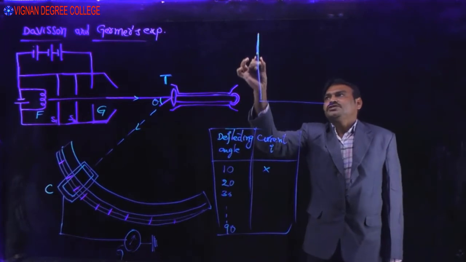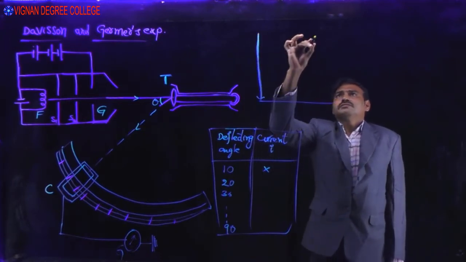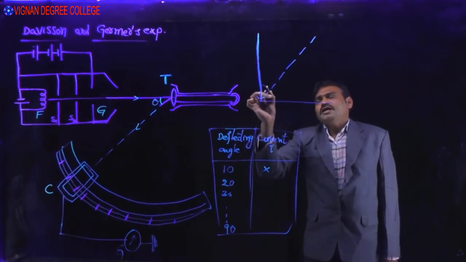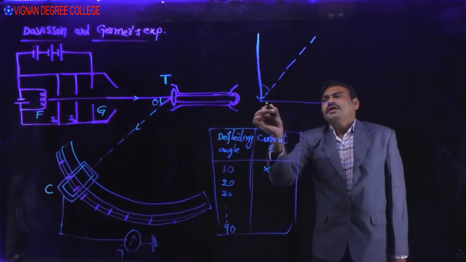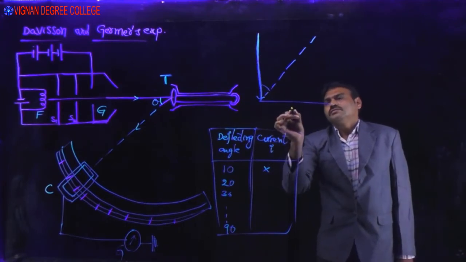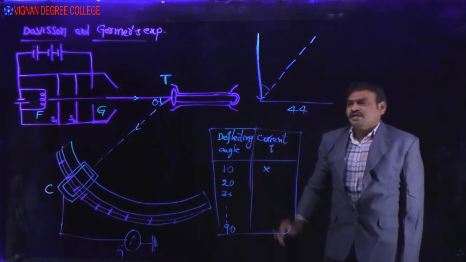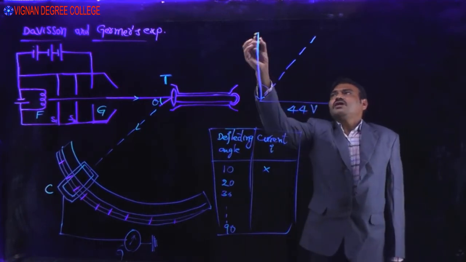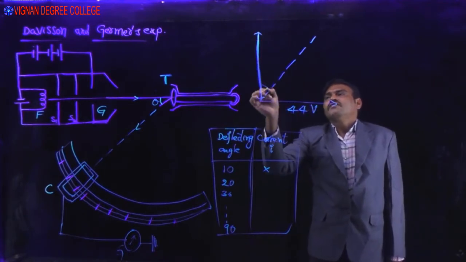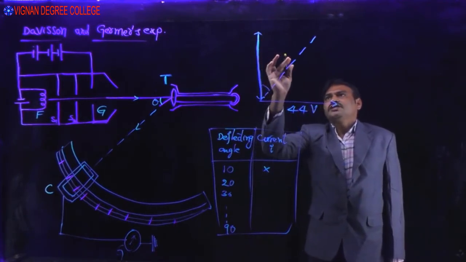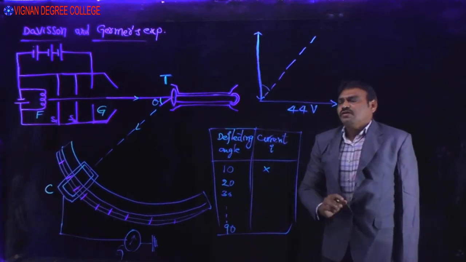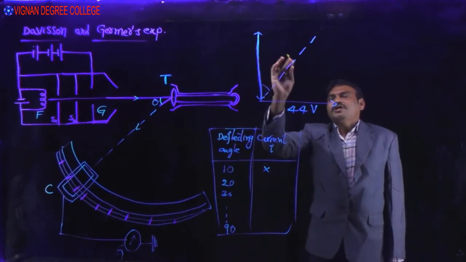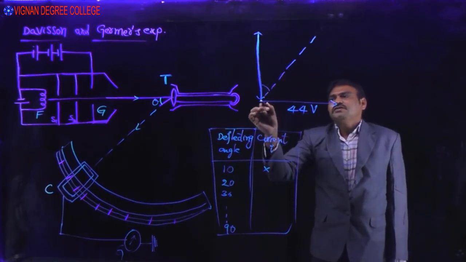So this is the incident beam. This is the direction of the diffracted beam. The angle made between these two, for example, the experiment is conducted at 44 volts. The graph is drawn like this. At 44 volts, at different angles, 10 degrees, 20 degrees, 30 degrees, 40 degrees, the current values are noted on the graph and the points are joined. Then the graph is like this.